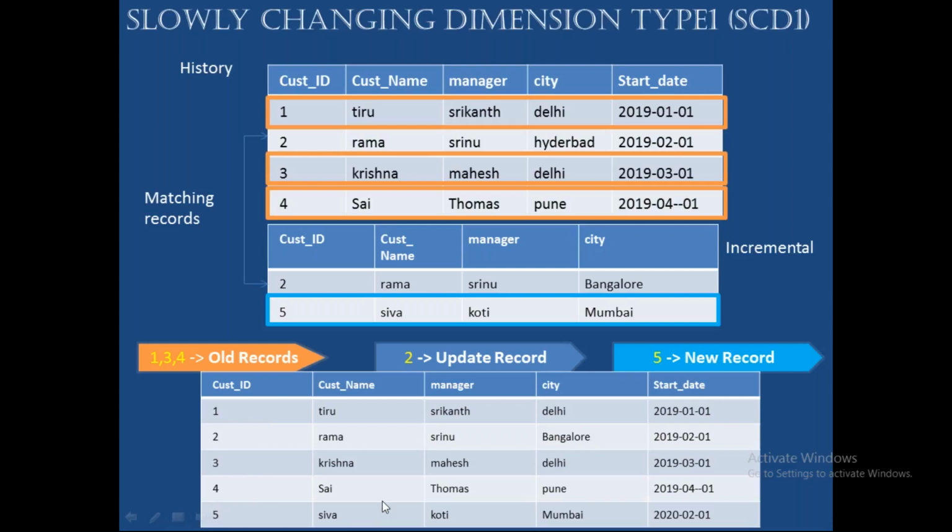Next, just look at the fifth one: 5, Siva, Koti, Mumbai. And the start date is some date, whatever date. You can use a get date function, or if you are getting it from the source itself, you will get this date. You can generate your own date if you're not getting it from the source; otherwise you just use the source date. But ultimately, whatever data is updated, I'm updating in my final dimension.